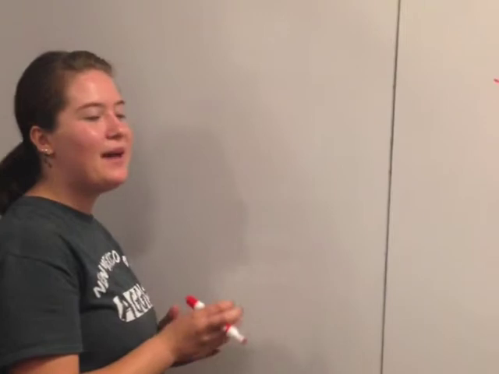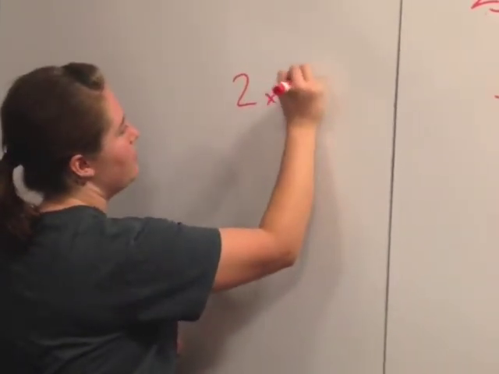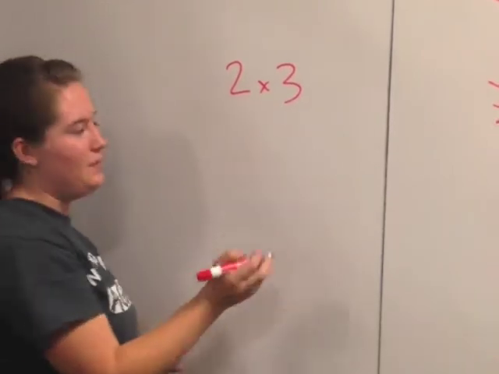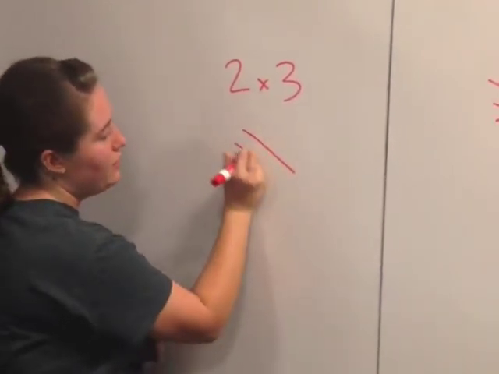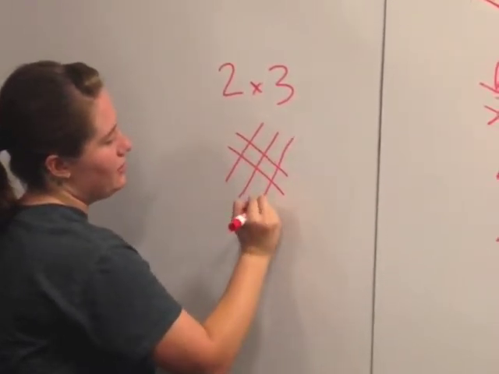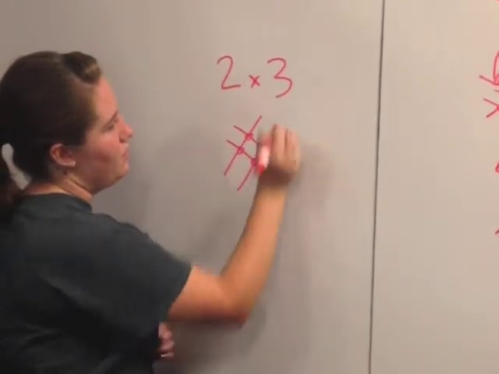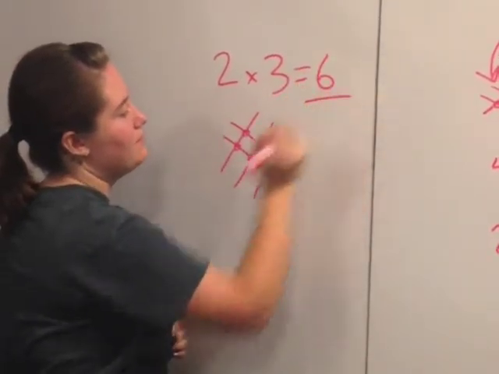If you were going to use this method to do a single-digit multiplication problem, like 2 times 3, you don't leave spaces between your lines. So you would have 2 that goes this direction, 3 that goes this direction. And then you would count the intersections, and you get a total of 6.